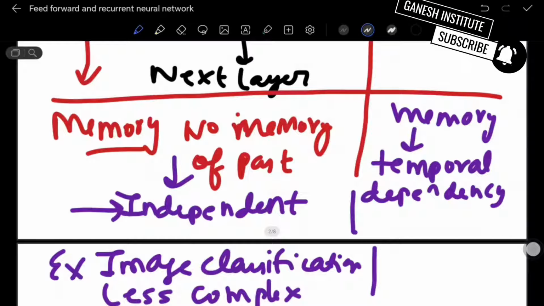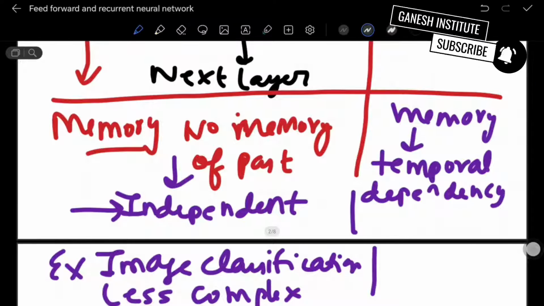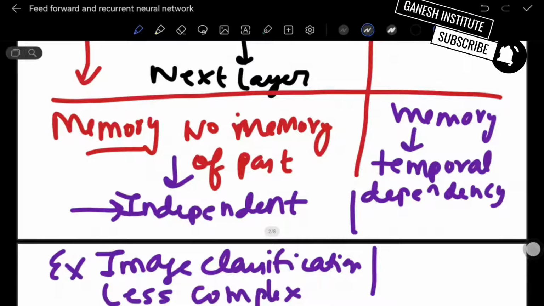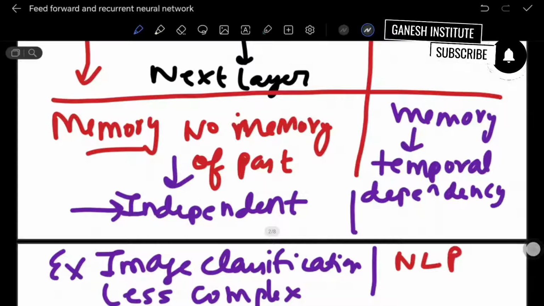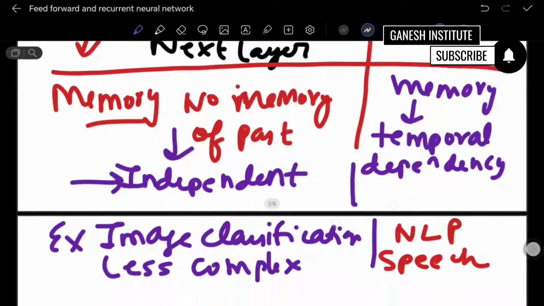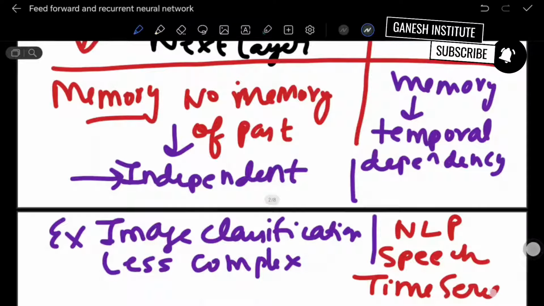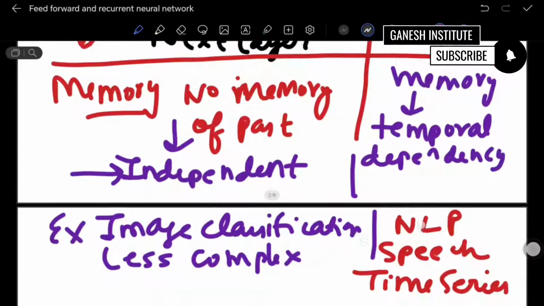Whereas if we talk about the recurrent or the feedback system, because this system is handling sequential data, it requires that dependency. For example, natural language processing or speech recognition, which can identify the backward thing, and time series analysis. So I'm hoping you are clear with the difference of feed forward and recurrent neural network. Which one is more complex?